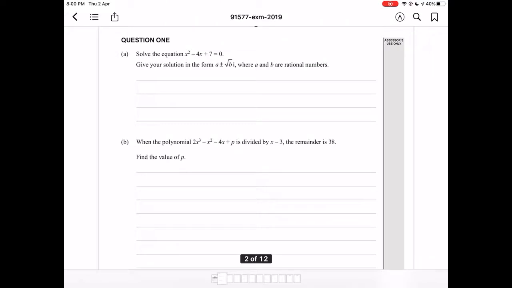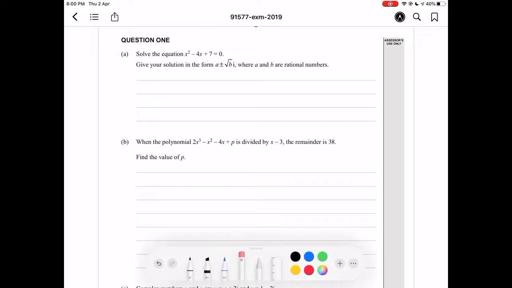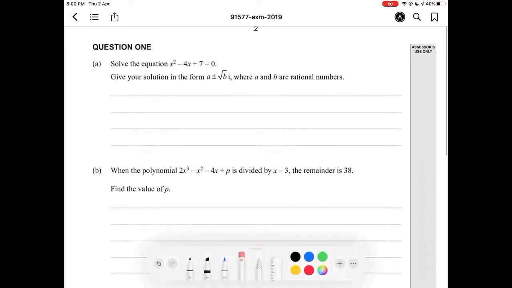So question 1, solve the equation x squared minus 4x plus 7 equals 0. Give your solution in the form a plus or minus square root of b i, where a and b are rational numbers. For this question, this is going to be complex roots, so we're going to need to use our quadratic formula.